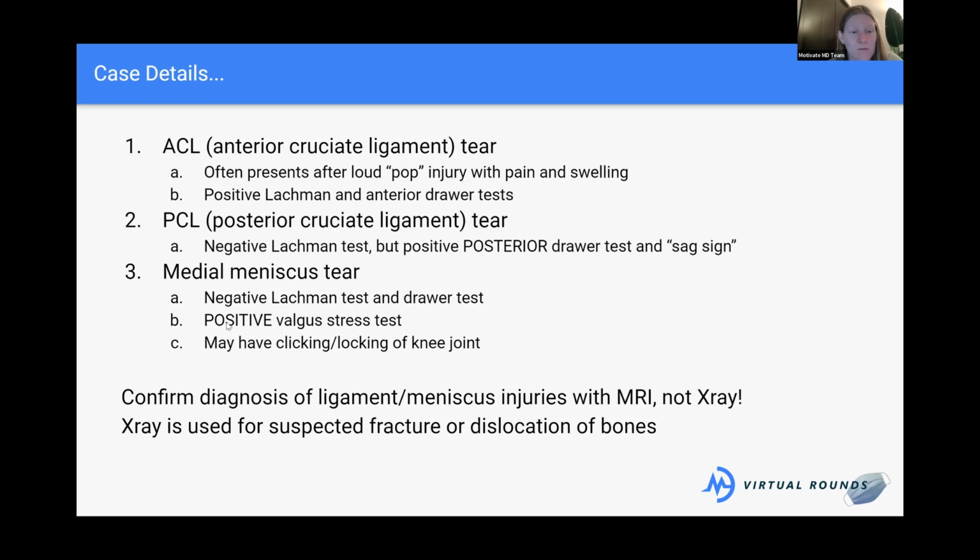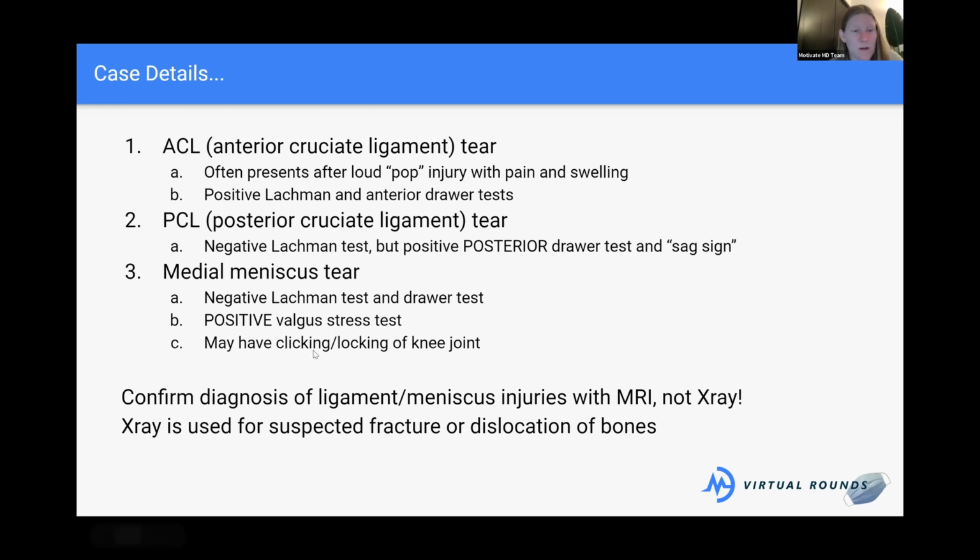That would be the one where we see a positive valgus stress test, where the knee twists out to the side. You support the ankle on the inside with one hand and the outside of the knee with the other hand, and you're trying to push it more out to the side. If you get that instability there, then that's a positive valgus test. But you would have a negative Lachman and drawer test with the medial meniscus.